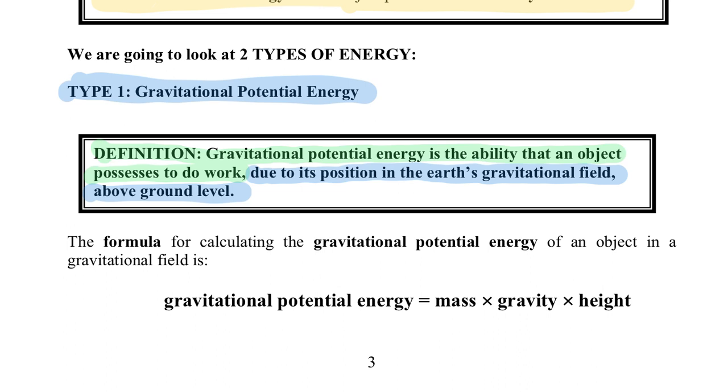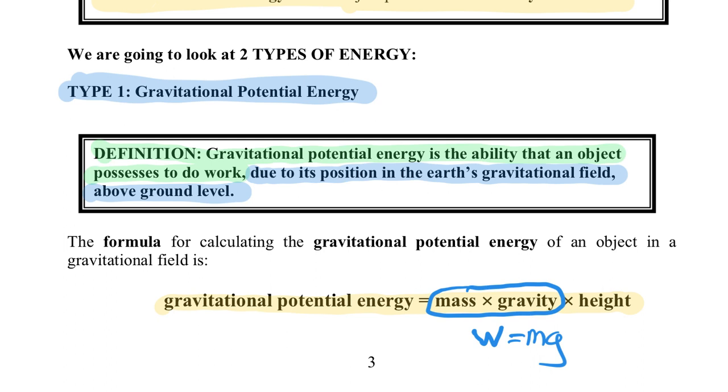Now, the formula for gravitational potential energy is the following. The gravitational potential energy is equal to the mass times gravity times the height. Now, if you've been observant, you should pick up that mass times gravity is in actual fact weight. Remember, we said weight is mass times gravity. So an object of mass m has a weight because of the fact that it's in a gravitational field.